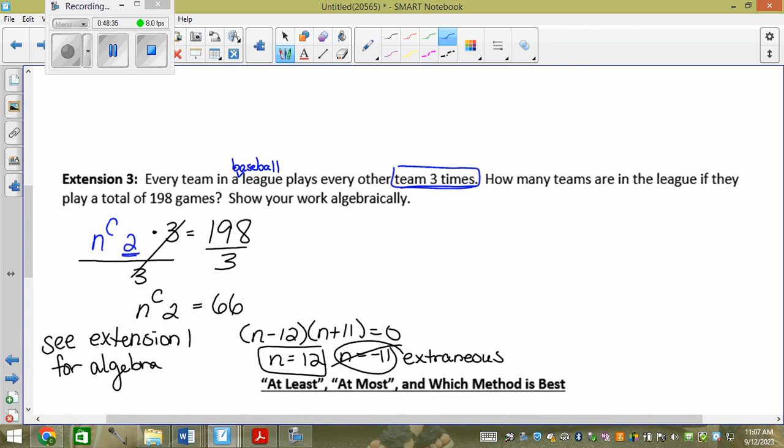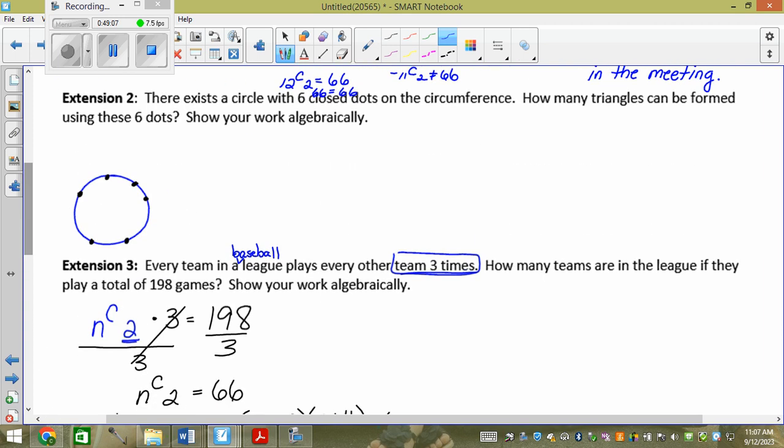Then we're going to go up to extension 2. Extension 2 talks about a circle with 6 closed dots on it. So draw yourself a circle with 6 closed dots on it. Doesn't matter where the dots are. It's extension 2, the one in between here. Like it doesn't matter where they are. So 6 closed dots. No, because it says they're on the circle. So it says here, there exists a circle with 6 closed dots on the circumference. So it's on the outside of the circle, right? Circumference is all the way around.